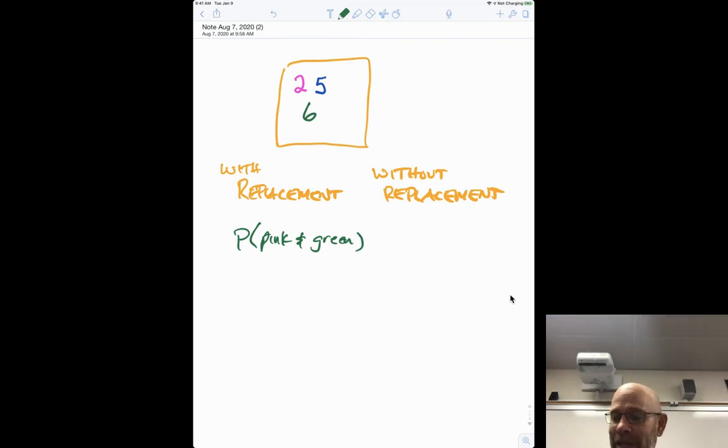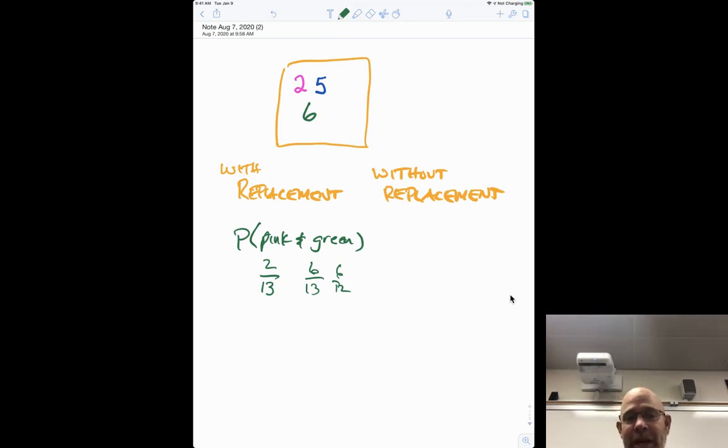So if I pick the pink first, it's going to be 2 out of 13. But then the green one, I've got 6 green left, but did I replace or not replace? It makes quite a big difference, right? Because if I replaced, the green ones would be 6 out of 13. But if I didn't replace, it'd be 6 out of 12, which is going to change the answer. So it's a pretty important idea.